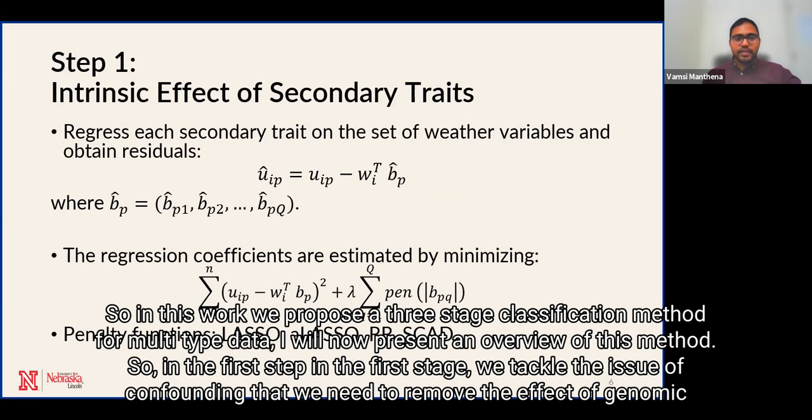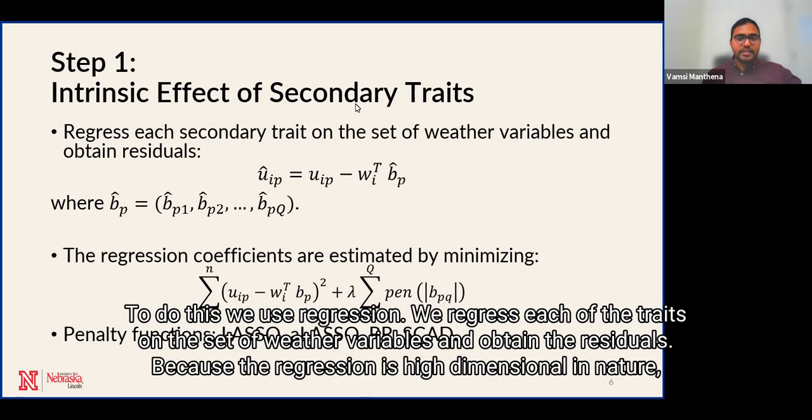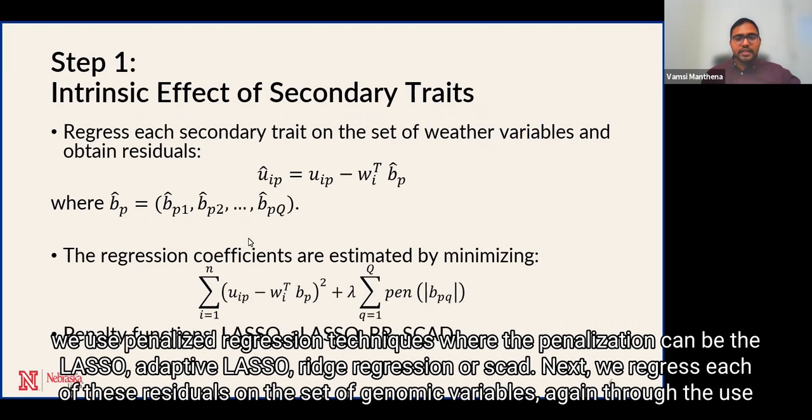So we need to remove the effect of genomic variables and weather variables from the secondary traits. To do this, we use regression. We regress each of the traits on the set of weather variables and obtain the residuals U hat IP. Because the regression is high dimensional in nature, we use penalized regression techniques where the penalization can be the lasso, adaptive lasso, ridge regression, or SCAD.